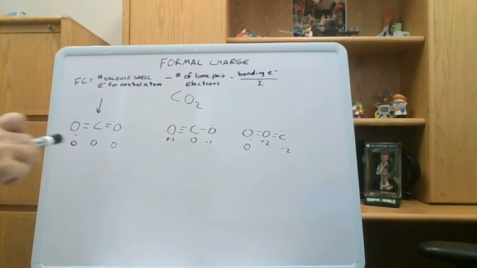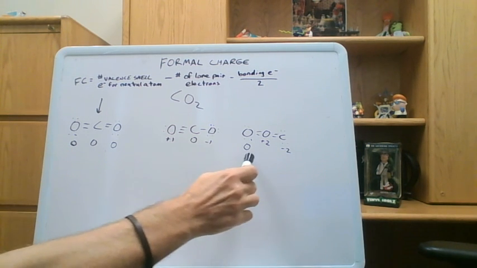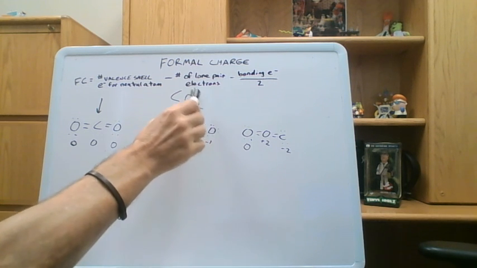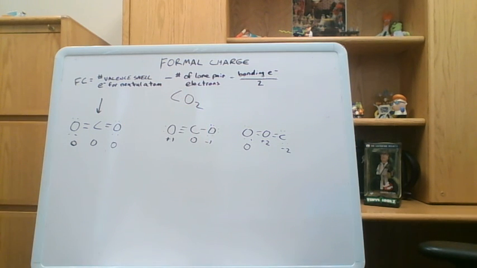You should also notice that the sum of all the formal charges has to equal 0 because there is no charge up here. So really we're just counting electrons again and trying to see how many are associated with the different elements.